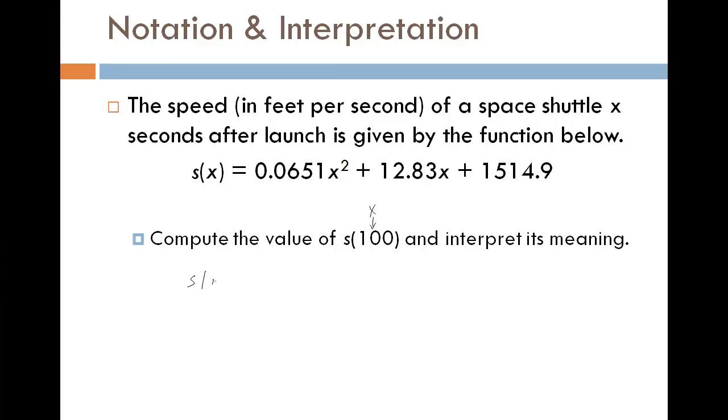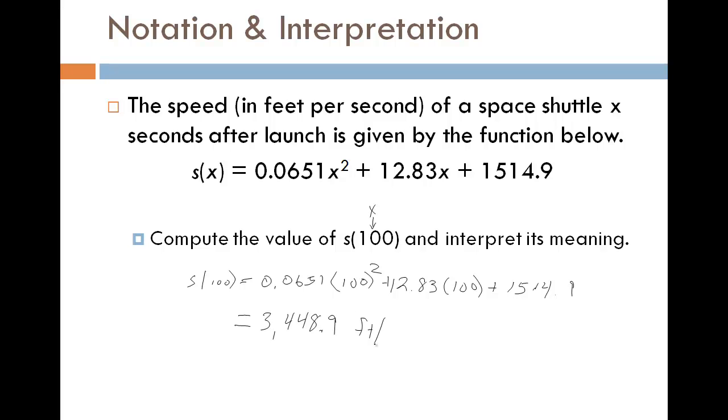So s of 100 equals 0.0651 times 100 squared plus 12.83 times 100 plus 1514.9. And if we compute this, we get 3,448.9. And this is, again, the speed, so this is in feet per second.